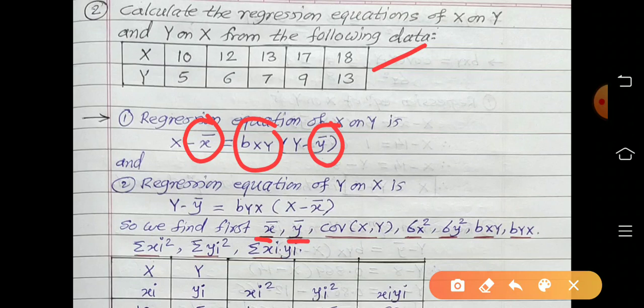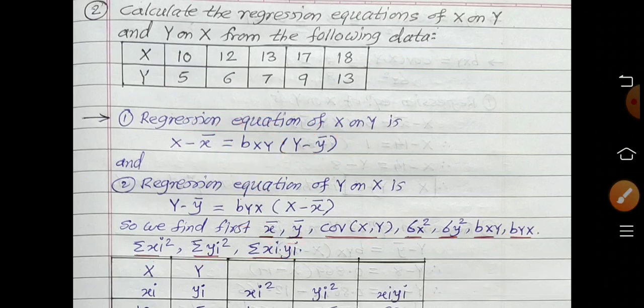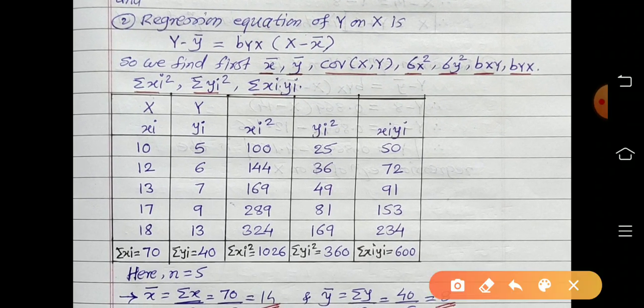Then how do we find bxy? We know the formula of bxy, so covariance is required, and standard deviation, that is sigma x square, sigma y square, then bxy, byx, then summation of xi square, summation of yi square and summation of xi yi. All these terms are required, so we prepared the following table. Variables capital X and capital Y are indicated as small xi and yi. We require two more values also: we make xi square, then yi square and the product xi yi, and we make the totals also.